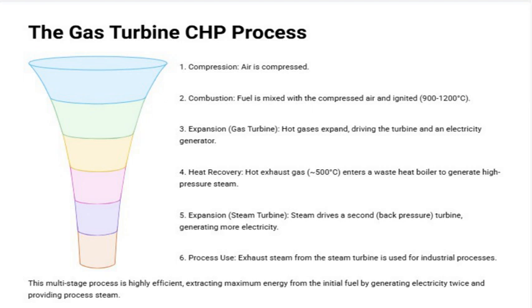The hot exhaust gases, still around 500 degrees C, then pass into a waste heat boiler, where they generate high-pressure steam. This steam is used to drive a steam turbine, which produces additional electricity, making the process highly efficient. Finally, the exhaust steam from the steam turbine isn't wasted. It's used directly for industrial processes, adding value to the entire system. This multi-stage approach allows us to maximize energy extraction from a single fuel source by generating electricity twice and utilizing steam for industrial needs, highlighting the core advantage of combined heat and power systems.